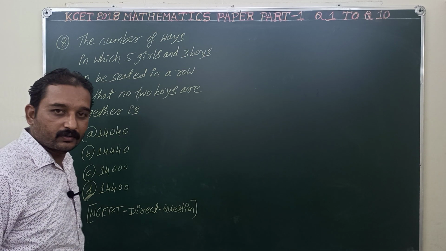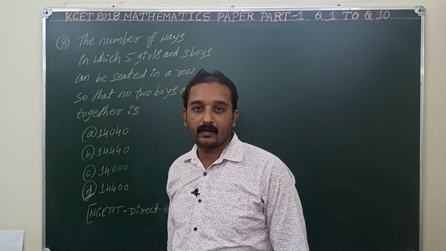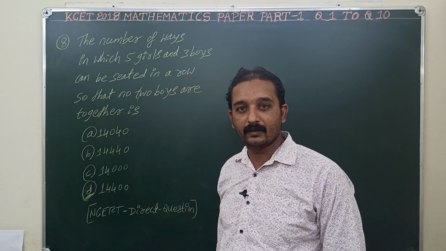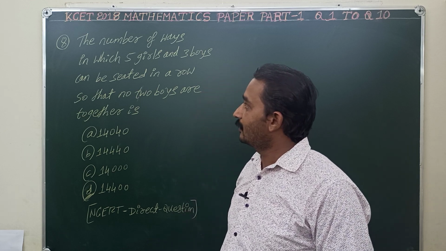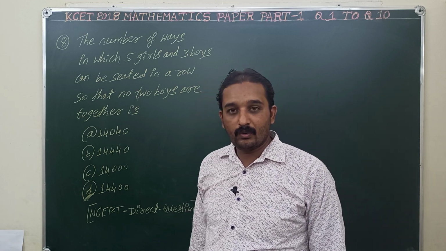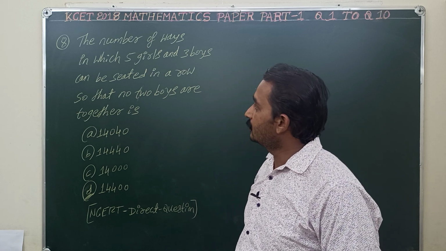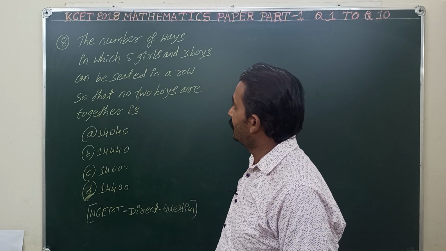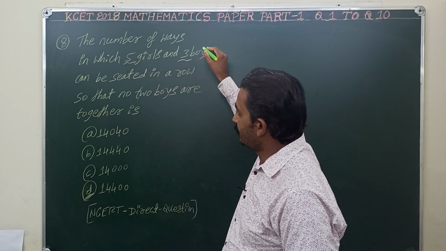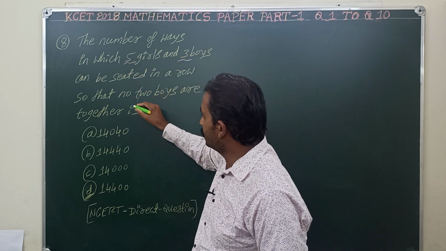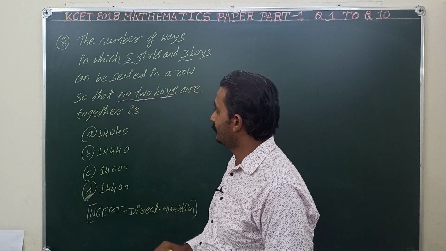So now let us move on to the next question, question number 8. This question is once again based on the chapter Permutation and Combination, particularly permutation, with linear arrangement. They ask one or two questions on this chapter. Let us take the second question. Read the question: the number of ways in which 5 girls and 3 boys can be seated in a row so that no 2 boys, which is very important, are together.